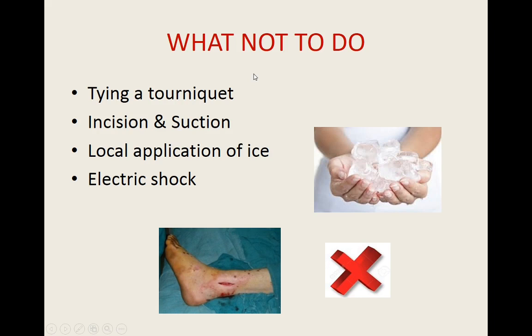Tying a tourniquet should not be done. In very old books you find a reference that you should tie a tourniquet to prevent absorption of the poison, but that is wrong. A tourniquet should not be tied at all. Then incision and suction. Sometimes there's a belief that if you make an incision, make a cut and suck, the poison will come out. This also was an old belief, but this is not true. It can cause more harm than good and it can introduce infection, especially if you're using instruments which are not sterile.